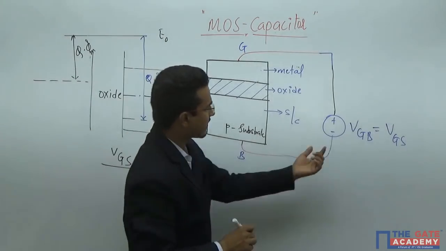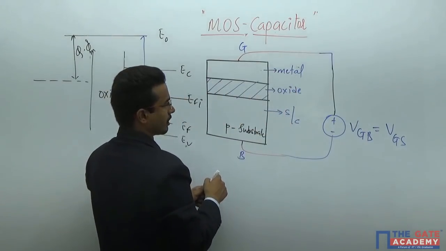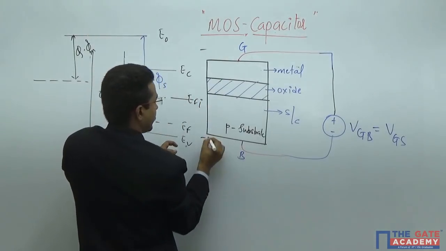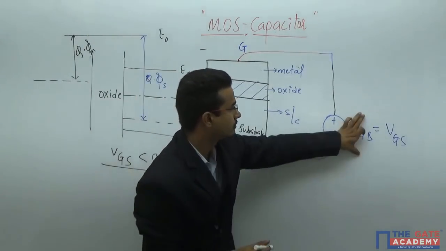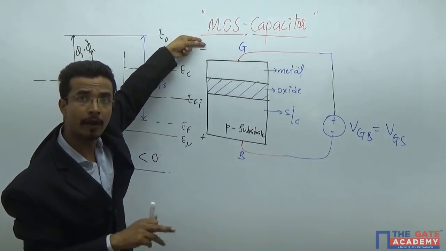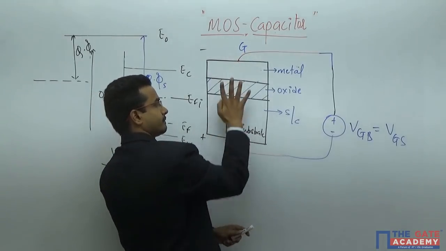If this VGS is less than 0, the electric field direction will be this, because the potential will be like this. If VGS is negative, that means the gate voltage will be at lower potential than the body terminal, so the electric field direction will be this.